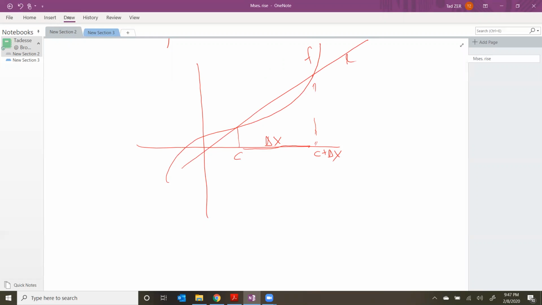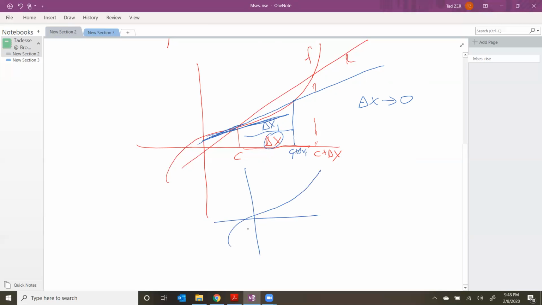Now look what happens. Instead of passing through C and C plus delta x, I draw another line which passes through C, of course, but the next intersection point is this one. So now this is my new C plus delta x. Now my delta x is not this delta x, it is this one, which is the new, smaller change in x. If you keep doing that, this change in x goes to 0. Going to 0 means the line becomes a tangent line.